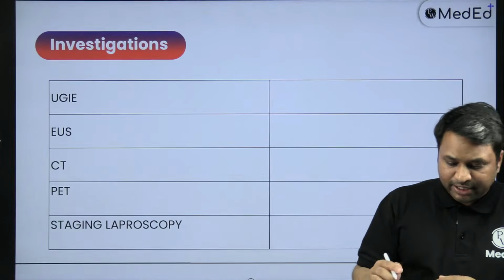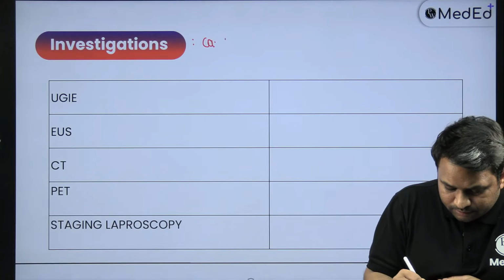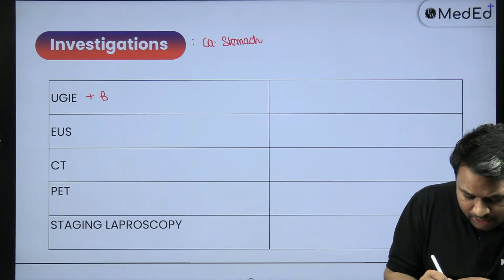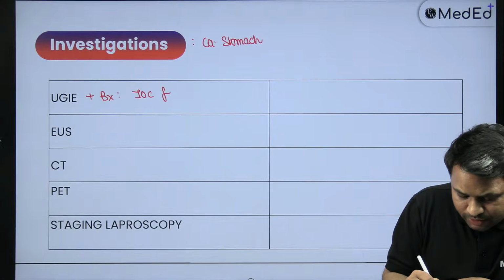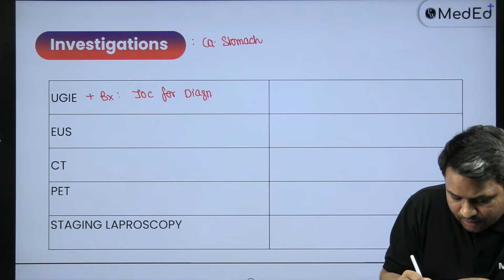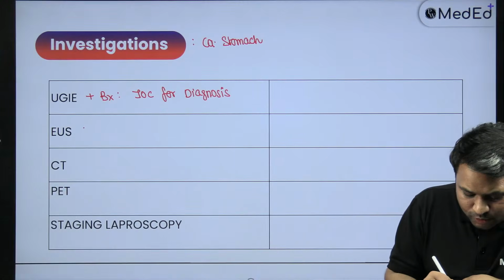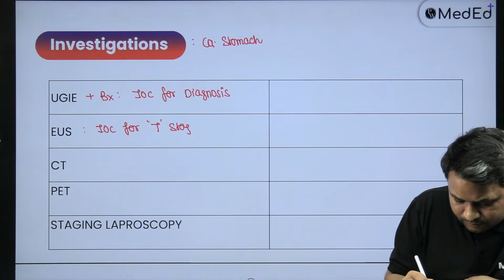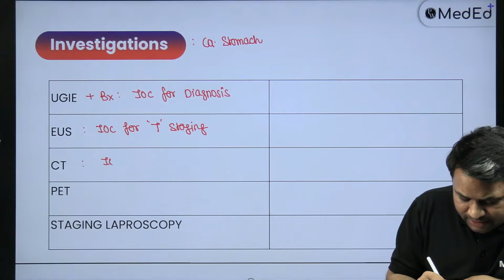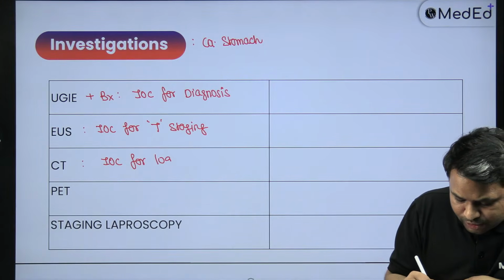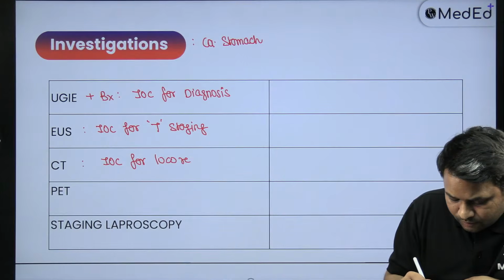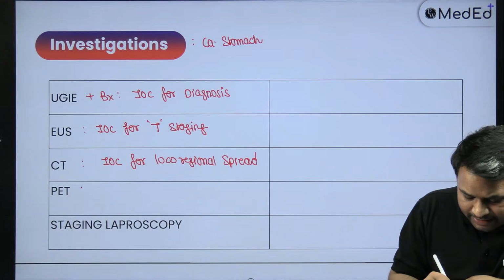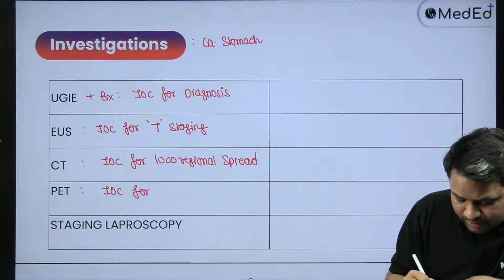Now, in terms of investigation in carcinoma stomach. Upper GI endoscopy with biopsy is the investigation of choice for diagnosis. Endoscopic ultrasound is the investigation of choice for T staging. CT is going to be the investigation of choice for loco-regional spread. PET CT is the investigation of choice for distant metastasis.